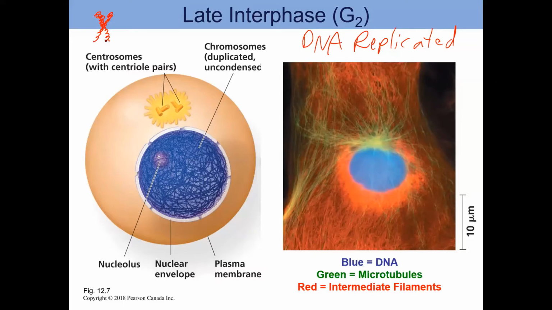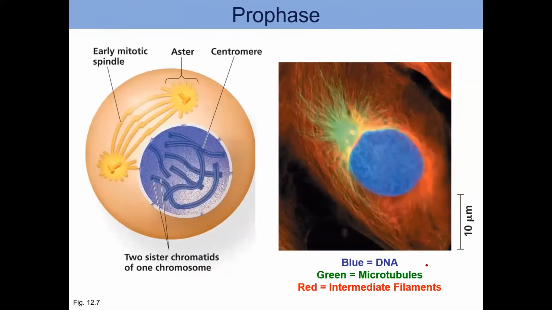So why don't you take a look at this diagram here and see that different parts of the cell are labeled, with fluorescent diagrams. So the DNA, for example, is blue. The microtubules, so microtubules, these are actually spindle fibers. That's just another name for spindle fibers. They're in green, and the intermediate filaments are in red. So let's take a look at mitosis.